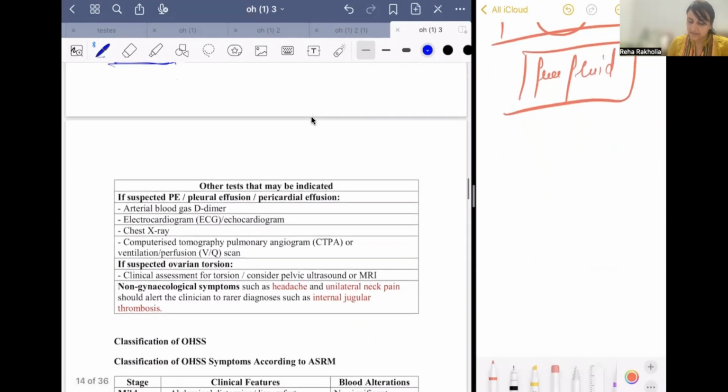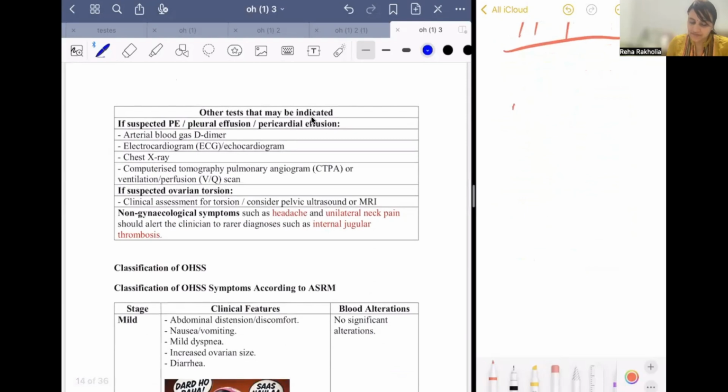Other tests that may be indicated, if we suspect pleural effusion, pulmonary edema, or pericardial effusion, then we'll look for arterial blood gas, D-dimer. We'll look for electrocardiogram, ECG, and echocardiogram. We'll look for chest X-ray. CTPA means computerized tomography pulmonary angiogram, or ventilation perfusion scan. V by Q scan we will look for.